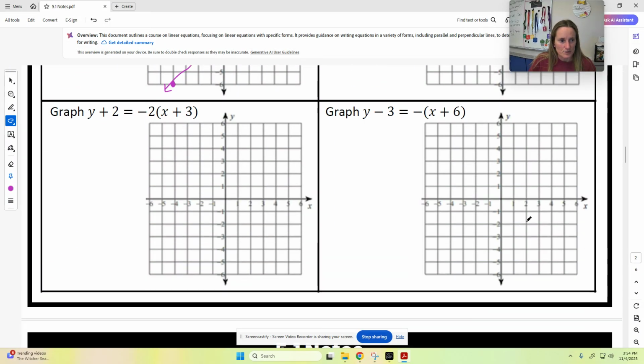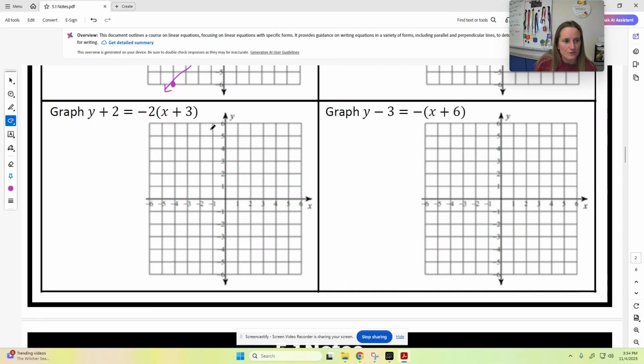Our last two examples are in point-slope form. And the good news here is that we don't have to solve for y. We don't have to rearrange this and put it in slope-intercept form, because I can get the slope and I can get a point on the line. It's okay that that point isn't the y-intercept. It doesn't have to be the y-intercept. It just has to be a point on that line.